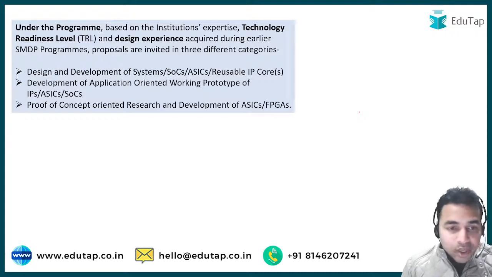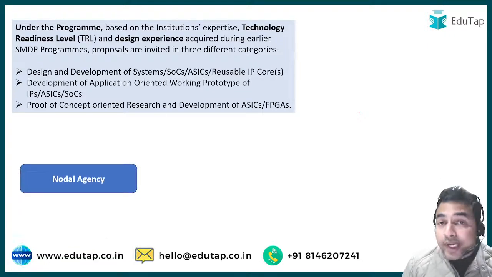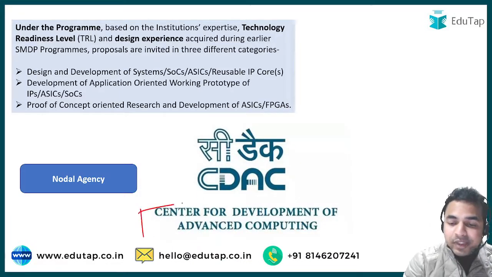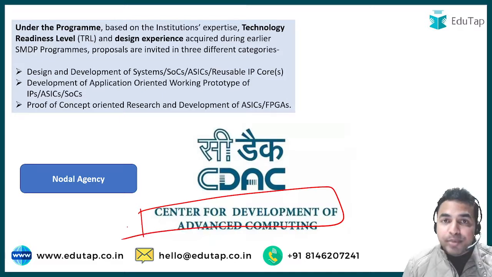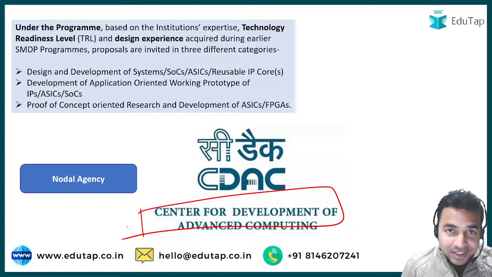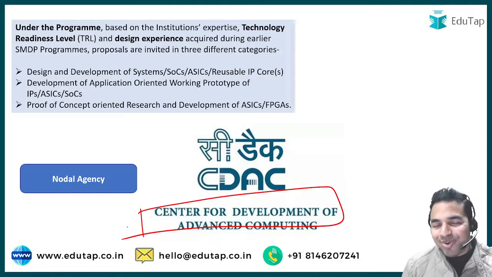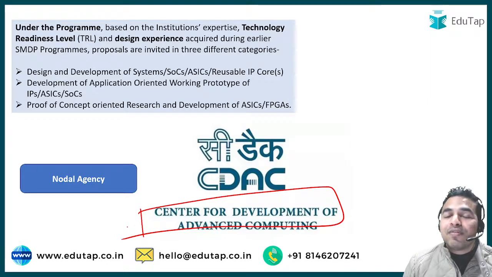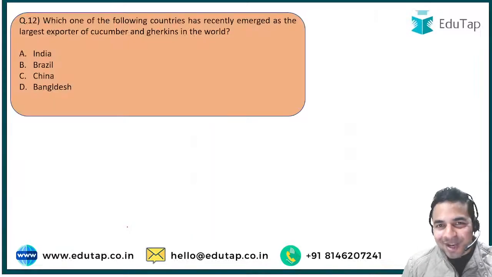Now, when we talk about the nodal agency for this particular program, here you can see that the nodal agency is the Centre for Development of Advanced Computing. So those were all the important points we have discussed about the Chips to Startup program that you are required to remember from the exam point of view: what exactly is the nodal agency, what are the different areas, who are the participating institutions, and what exactly is the aim. All these parts are really important from the exam point of view.